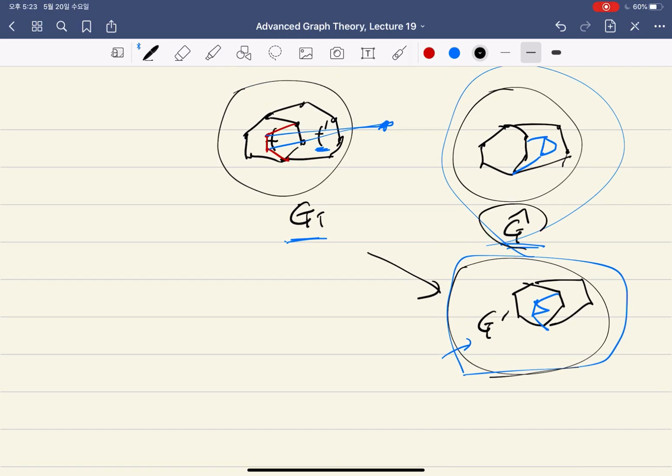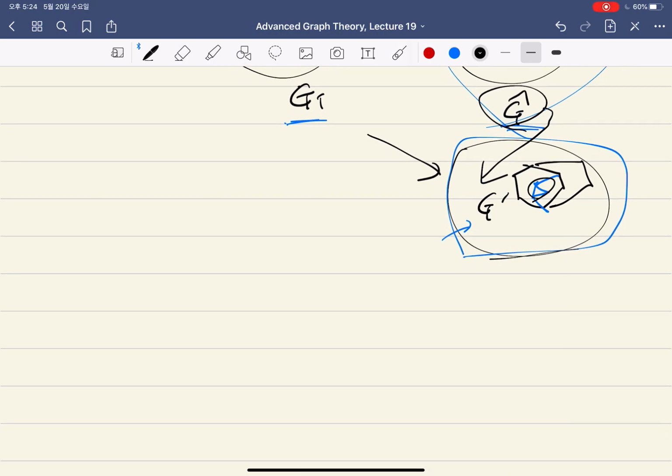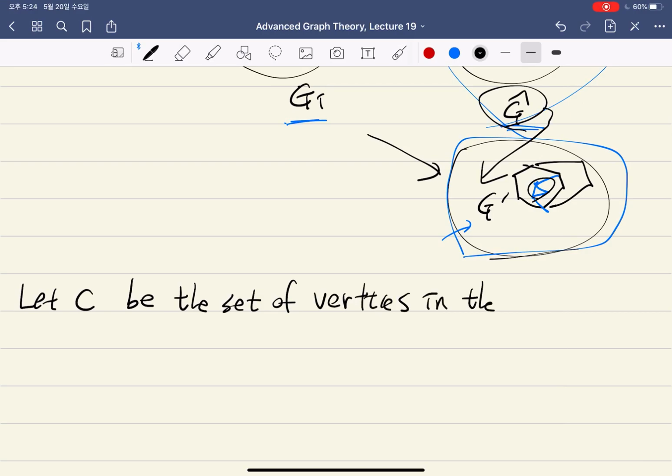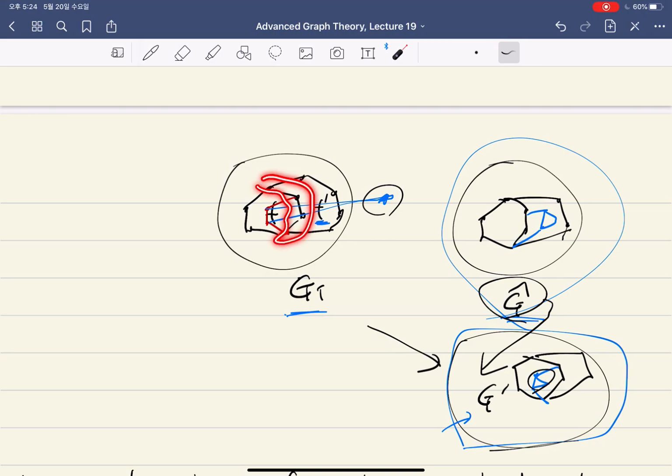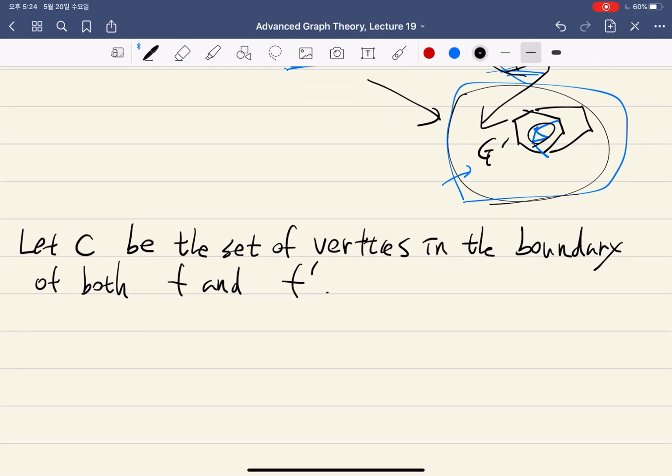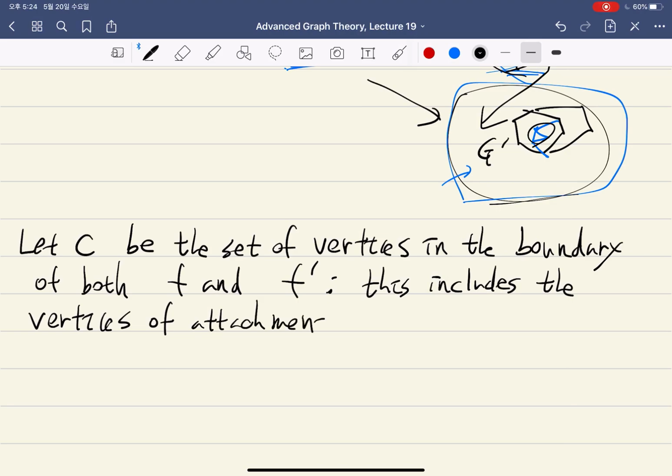And that's what we want to show. So now we want to modify this G hat into this G prime, in which this path P is inside F. That will show that G sub i+1 is extendable. So let C be the set of vertices in the boundary of both F and F prime. So in this case, C is these vertices. And this includes the vertices of attachment of B.